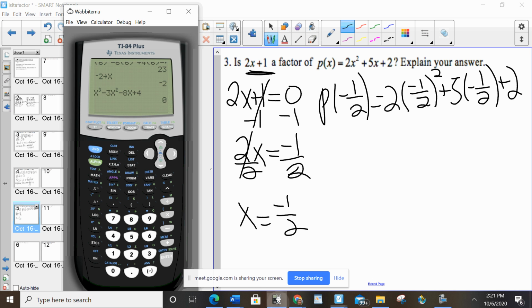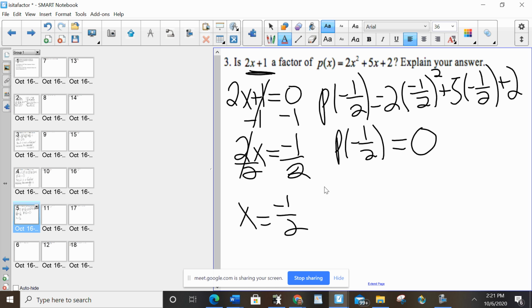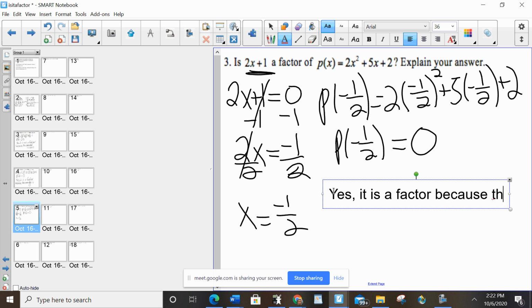So we substitute negative 1/2 in. And then I type in 2x squared plus 5x plus 2. I get p of negative 1/2 is 0. So, I feel like I should have done this before. Since the remainder is 0, yes, it is a factor because the remainder is 0.